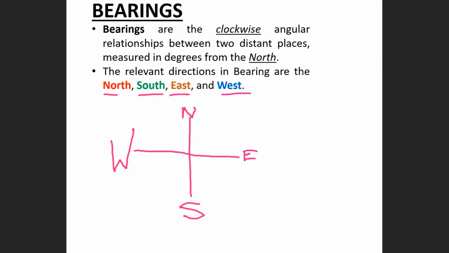So if I say this side here is one position, maybe house A, this is where house A is right here, and maybe house B is somewhere here.